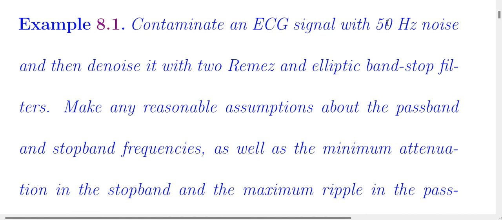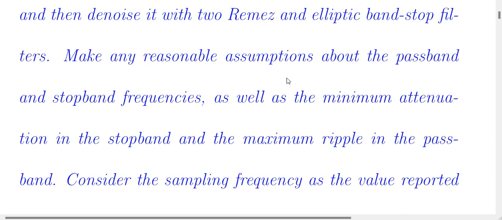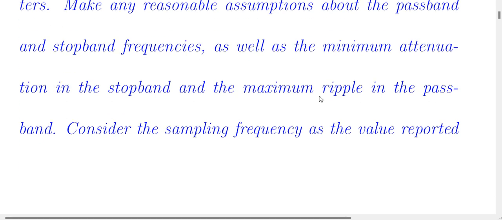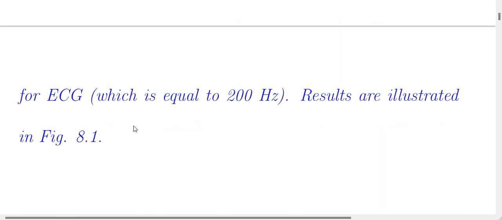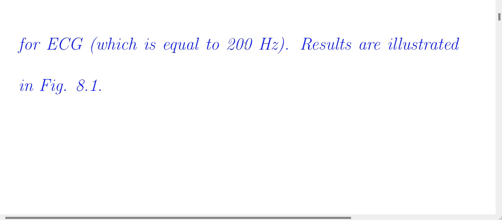Contaminate an ECG signal with 50 Hz noise and then denoise it with Remez and elliptic band stop filters. Make any reasonable assumptions about the passband and stopband frequencies, as well as the minimum attenuation in the stopband and the maximum ripple in the passband. Consider the sampling frequency as the value reported for ECG, which is equal to 200 Hz. Results are illustrated in Figure 8.1.